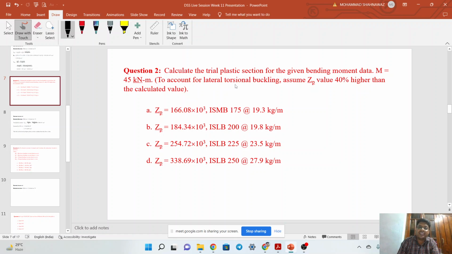In the question itself, they have given that you have to increase this plastic section modulus value by 40%. Why are they restricting you? Because if it were left to you, each and every student would calculate according to their own assumptions. Someone will assume 40%, someone 45%, or someone 50%. So the answer will differ, and this is an objective type question, so that is why they have given you the value of 40%. Whatever plastic section modulus value you obtain, just multiply it by 1.4 to account for lateral torsional buckling. So please calculate this value.